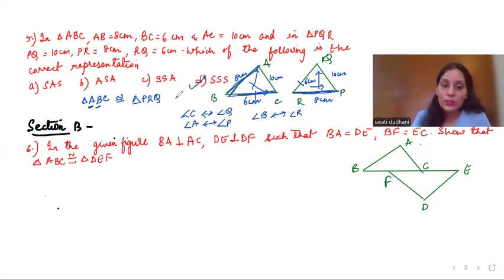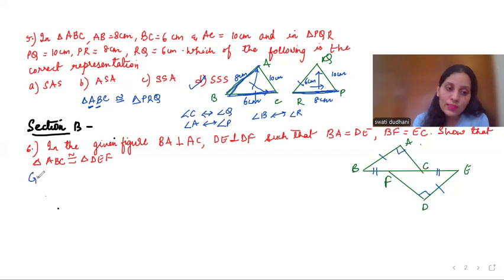Alright, now next one, section B. Here you have 2 or 3 markers. In the given figure, BA is perpendicular to AC, DE is perpendicular to DF. So this is 90, such that BA is equal to DE and BF is equal to EC. Show that the two triangles are congruent.